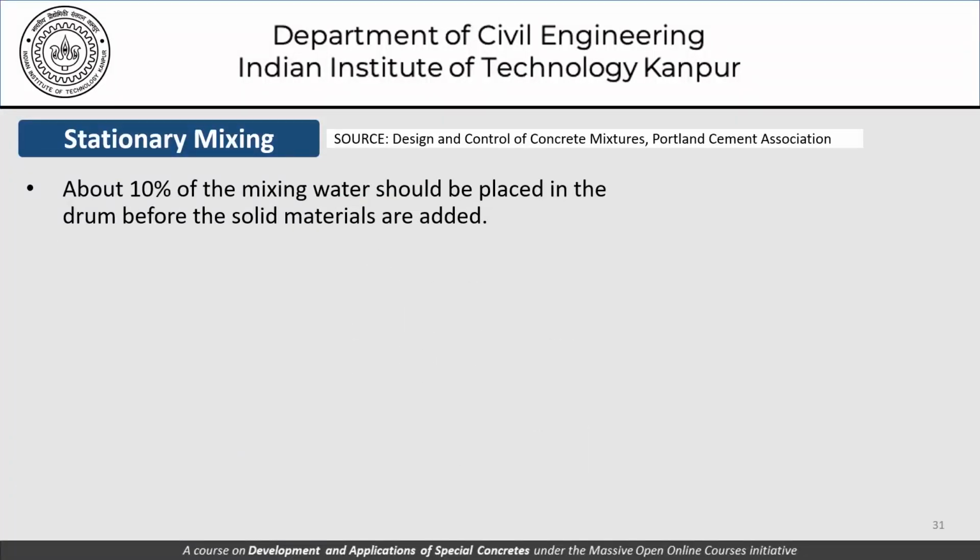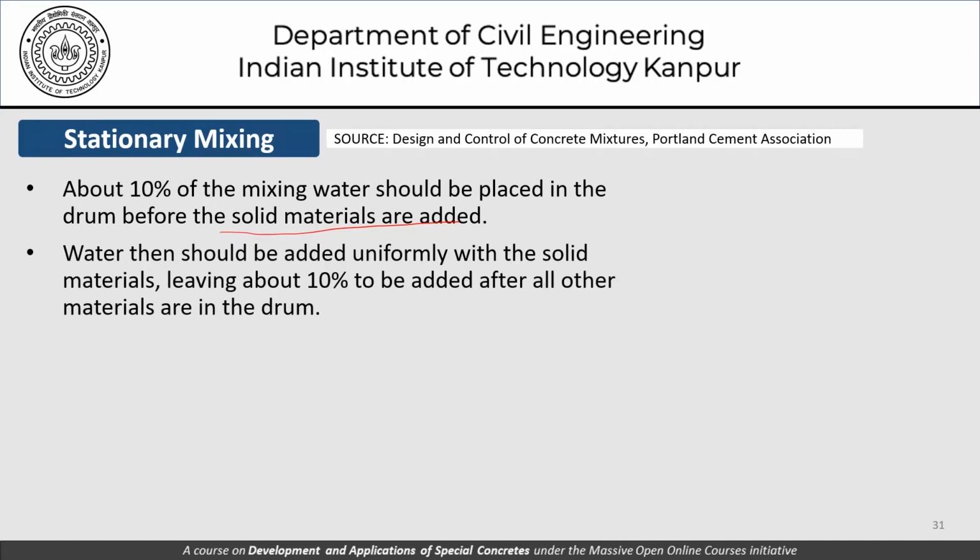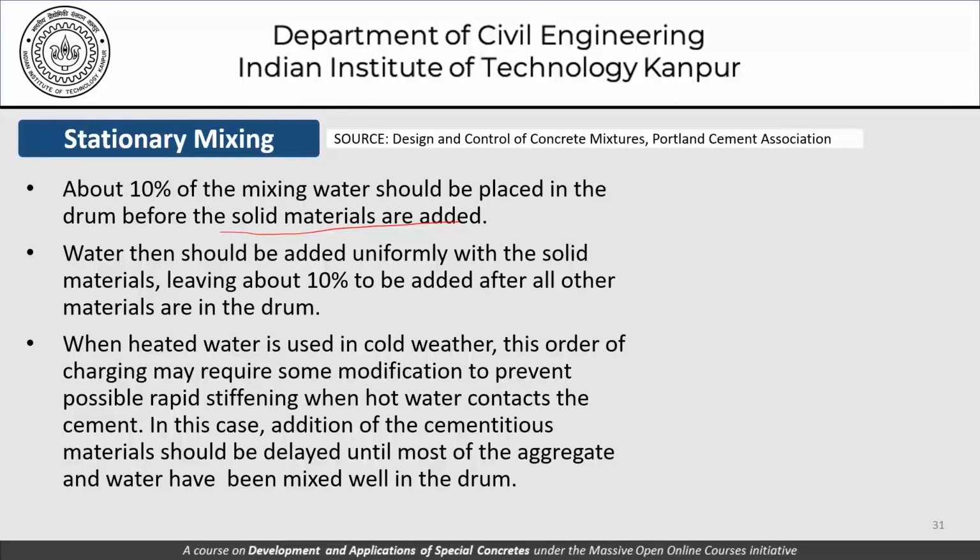Moving forward with stationary mixing, about 10% of the mixing water should be placed in the drum before solid materials are added. So this is a suggestion or a guideline as far as stationary mixing is concerned, that 10% of the mixing water should be placed in the drum before solid materials are added. Water should then be added uniformly with the solid materials, leaving about 10% to be added after all the other material is in the drum. When heated water is used in cold weather conditions, this order of charging may require some modification to prevent possible rapid stiffening when hot water comes in contact with the cement.